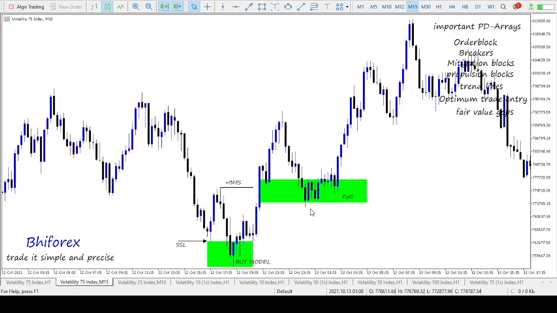So price comes into your fair value gap, and then you can now look for buy model. How do you look for buy model here? Just go to maybe 5-minute chart. You are going to see this high taken out and then another retracement into a refined order block for a buy. Trading is very simple. Just market structure and patience. Okay, just market structure and patience.